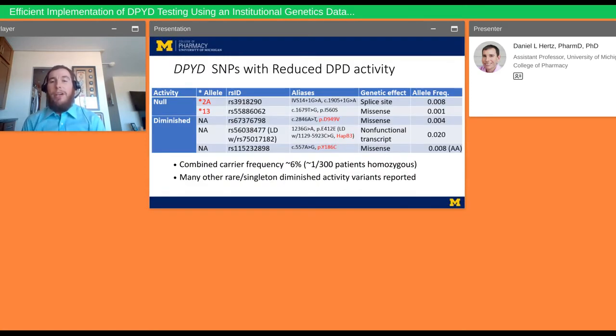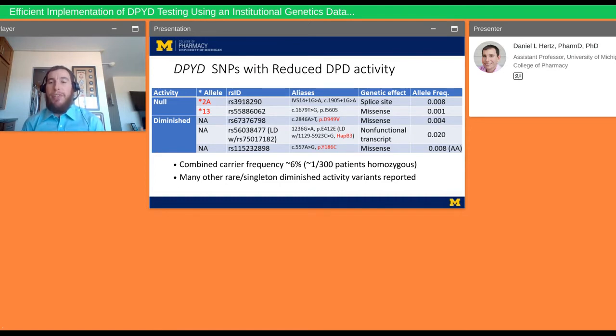Over many years of research, we have found that there are recurrent polymorphisms of DPYD that reduce the activity of the DPD enzyme. Here I have listed 5 of the recurrent polymorphisms that have been highly validated to reduce activity. You can see I have highlighted here in red some of the common names, although there are many different aliases that we use to describe these different polymorphisms.